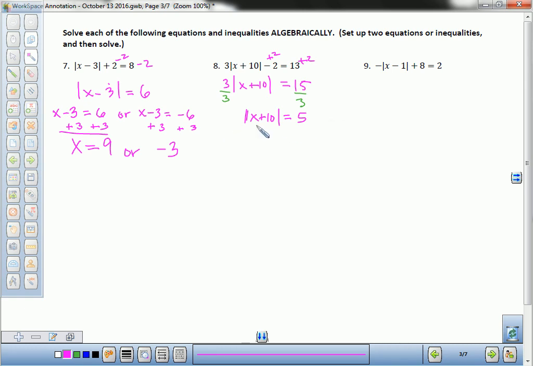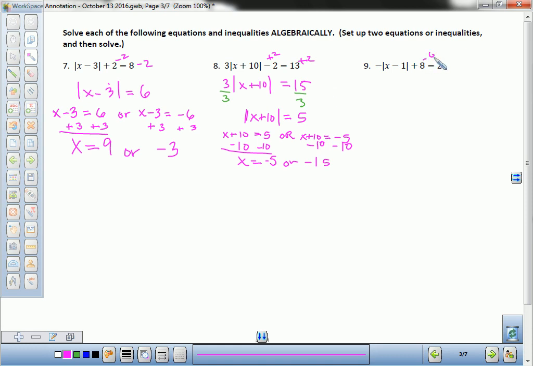So at this point, this is where I split it into the 2 possibilities. Either x plus 10 can equal positive 5, because the absolute value of positive 5 is 5, or x plus 10 can equal negative 5, because the absolute value of negative 5 is 5. So I solve both of these possibilities, and I get x equals negative 5, or negative 15. So if I plug in negative 5, I get positive 5, absolute value of positive 5 is 5. If I plug in negative 15, I get negative 5, but the absolute value of negative 5 is 5. So both of these work.